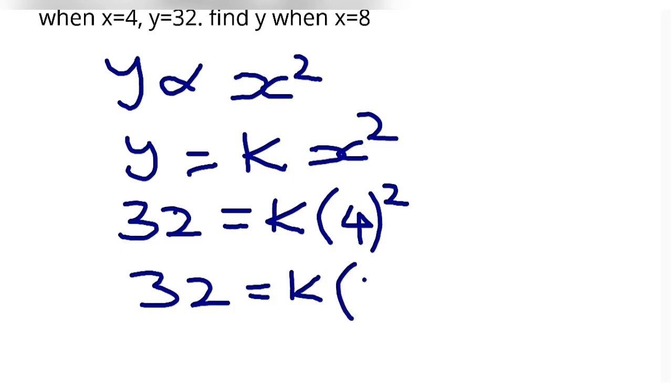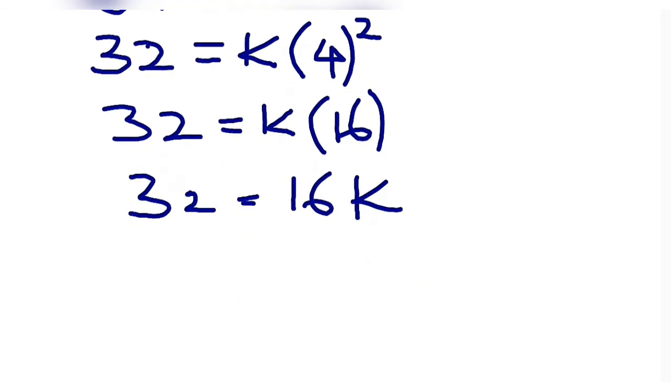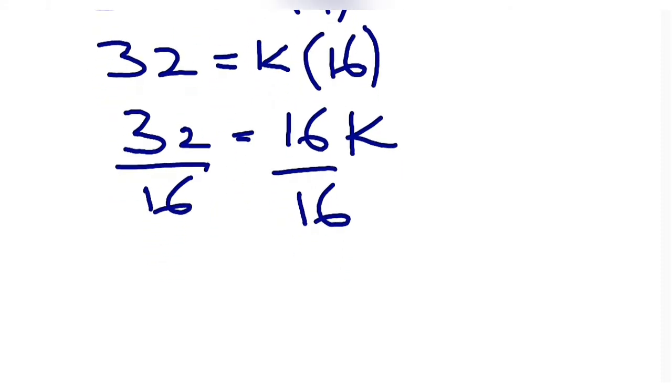4 squared is the same as 16, and that will give us 32 equals 16 times k, which is the same as 16k. To get the value of k, we shall divide both sides by 16. So 32 divided by 16 is the same as 2, and 16 divided by 16 is the same as 1. 1 times k is equal to k.